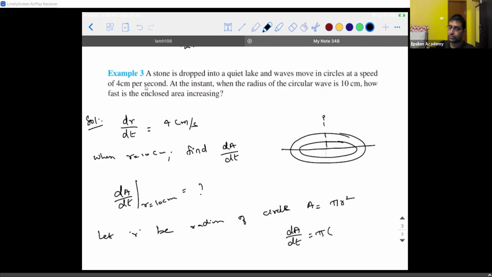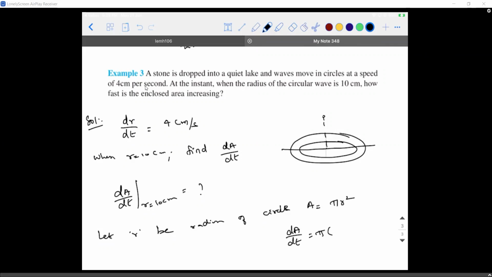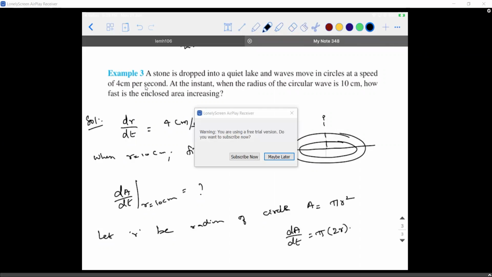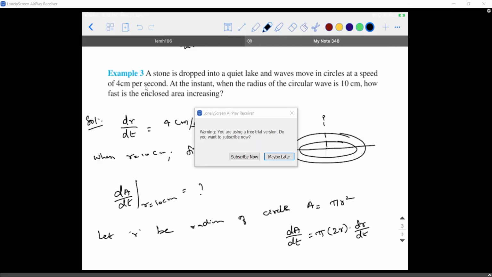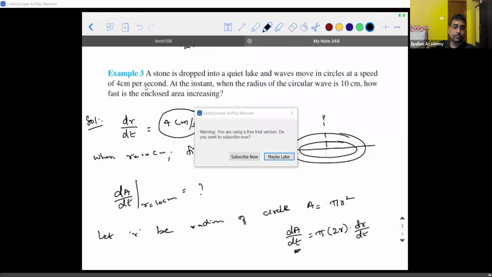Pi into the derivative of r squared, which is 2r, into dr by dt. Sorry, dA by dt equals pi into 2r into dr by dt. Sir, are you differentiating with radius? No, I'm differentiating with respect to time.